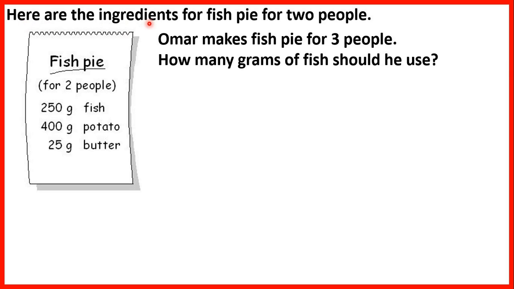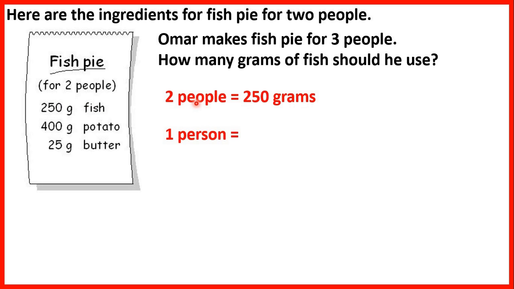Here are the ingredients for fish pie for 2 people. Omar makes fish pie for 3 people. How many grams of fish should he use? So if we know the total amount for 2 people, so we know that 2 people need 250 grams of fish, how can we work out how many grams of fish we need for 3 people?